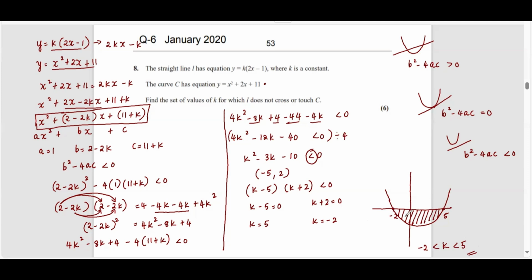The reason why I am considering the region below the x-axis is that the inequality is less than. If the inequality is greater than, then I have to consider the region above the x-axis.